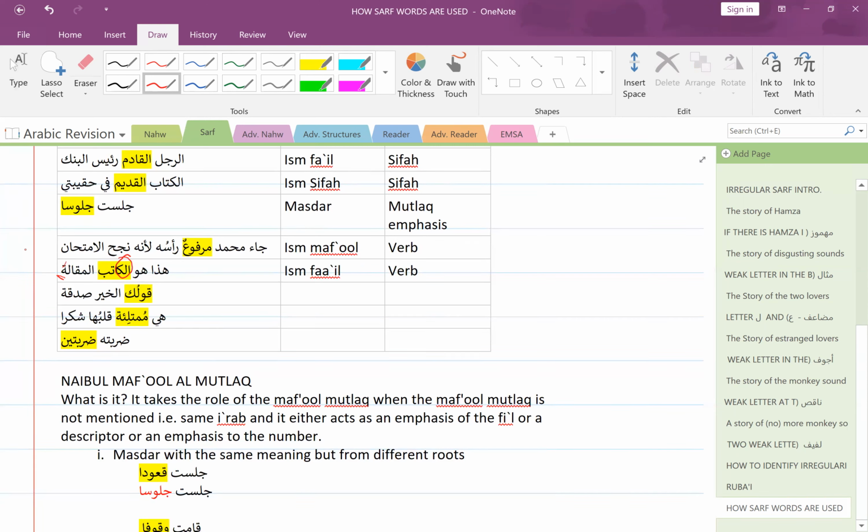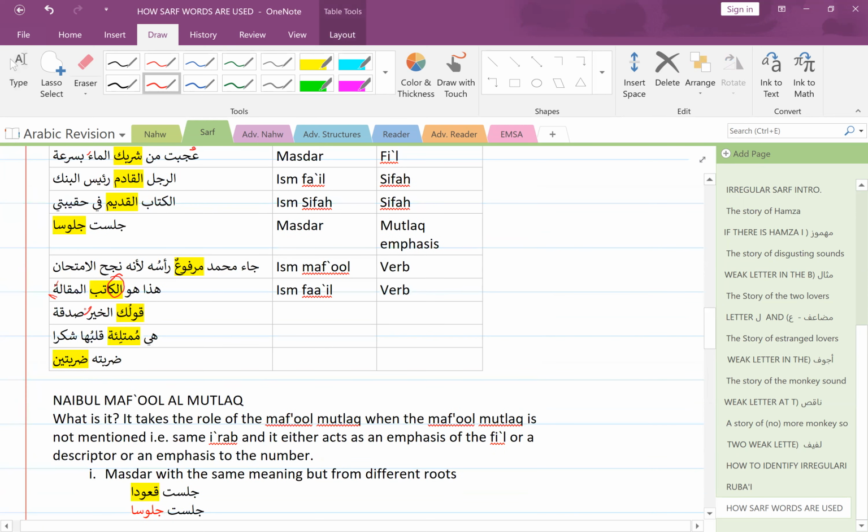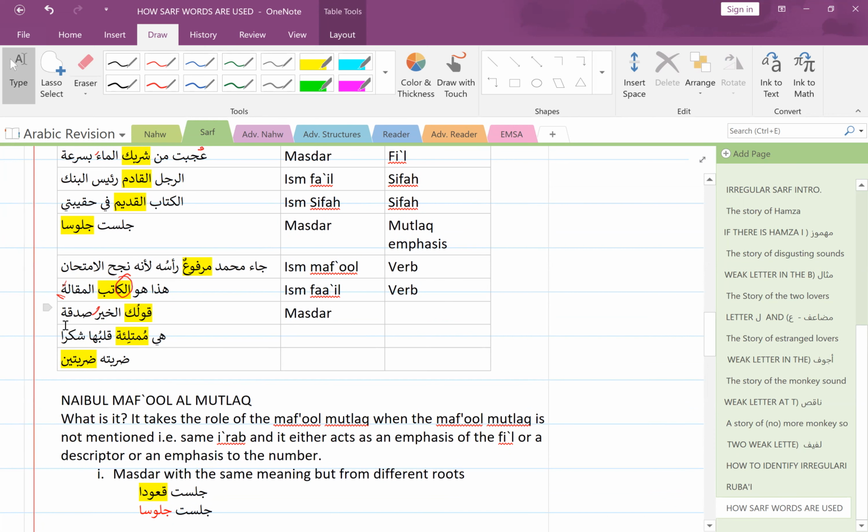All right. قولك الخير صدقة. It's a masdar. So this قول is the masdar. قال يقول قولا فهو قائل قولا. So قولك is a masdar. قولك الخير صدقة. What is it doing here? Yeah, it's acting as a verb because it's making al-khair mansub.